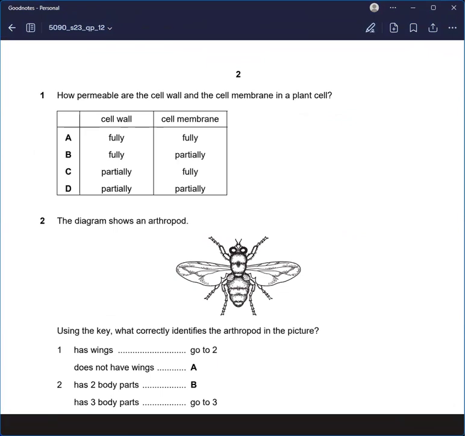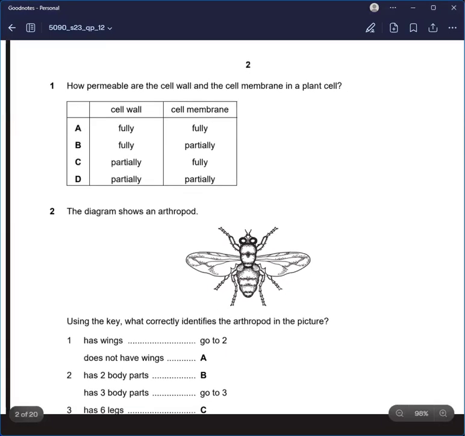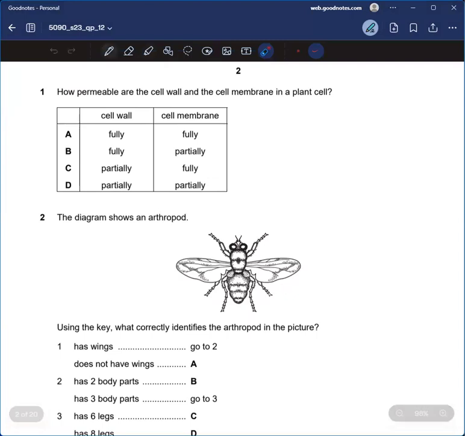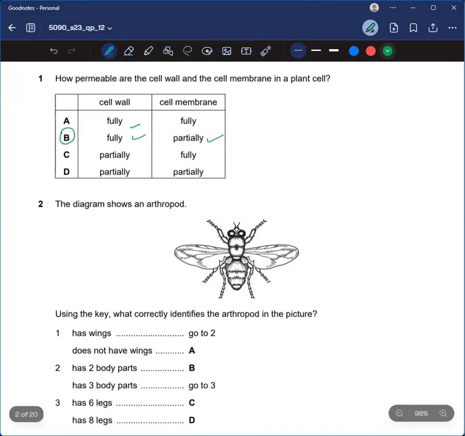Okay, so first question is, how permeable are the cell wall and the cell membrane in a plant cell? So we know that cell wall is fully permeable. However, cell membrane is partially permeable. So yeah, B is the correct answer. All right.